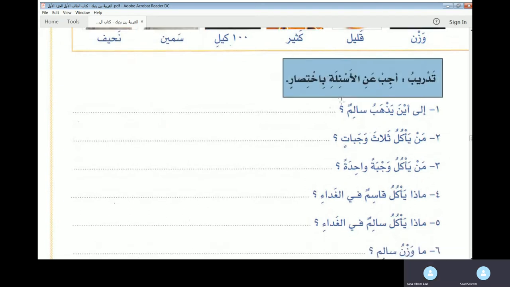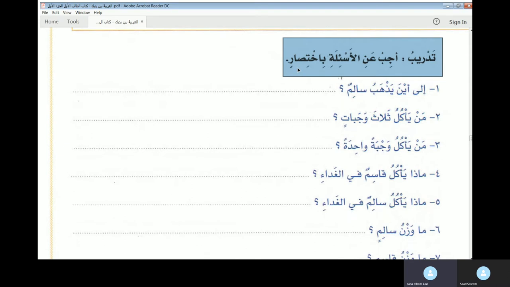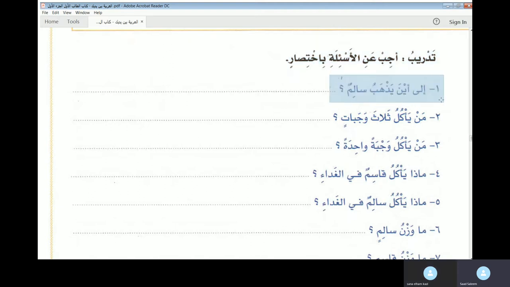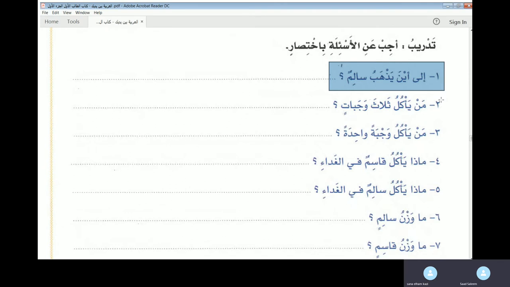Exercise: answer the questions in brief. Ila ayna yathhabu Salim? Where does Salim go to? Where is Salim going? Or where is Salim going to?